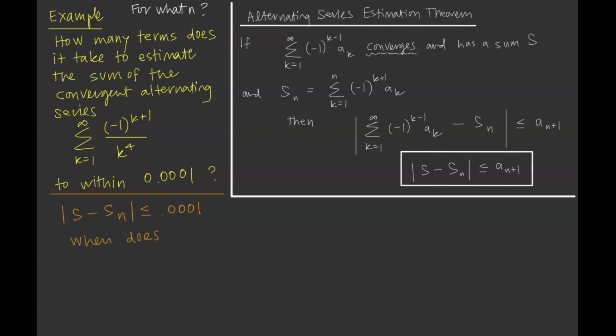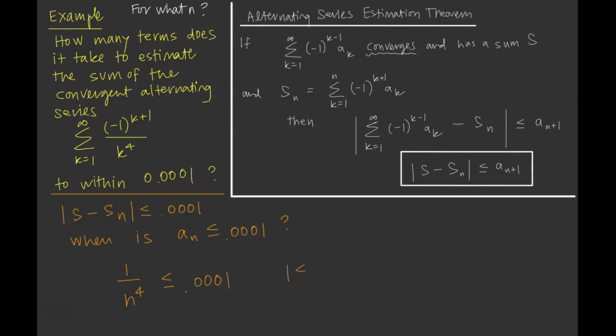Let's just find out first, when is some a sub n less than or equal to this amount, this error bound? Remember that a sub n is just the positive part of the series, which is 1 over k to the fourth. And we're going to look at it for some particular n. So 1 over n to the fourth, we want this to be less than or equal to 0.0001.